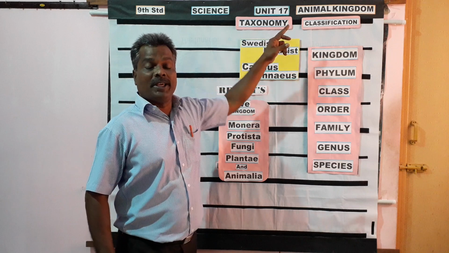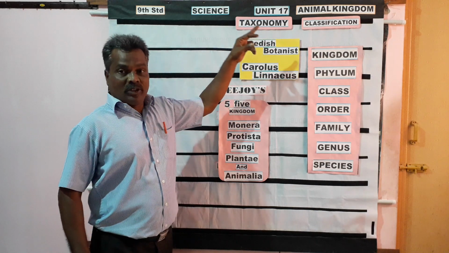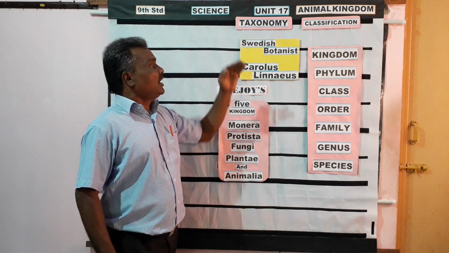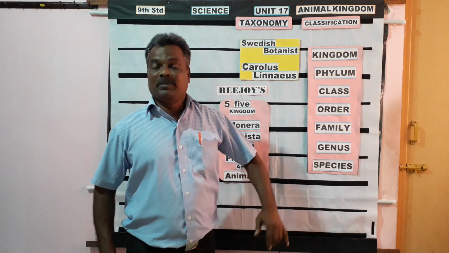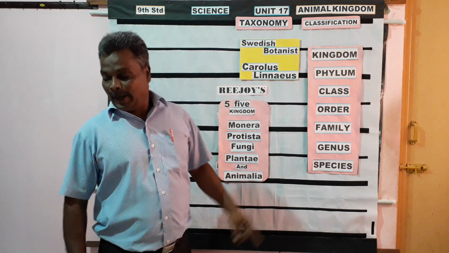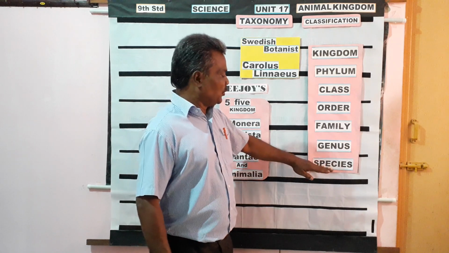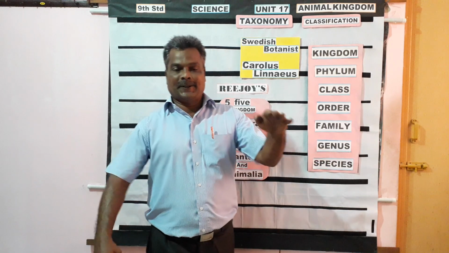Taxonomy in Tamil is Vagaipatiyal. This taxonomy was a systematic study of all living organisms, introduced by the Swedish botanist Carolus Linnaeus. Now, let us have a systematic study of classification, starting from the lowest category.